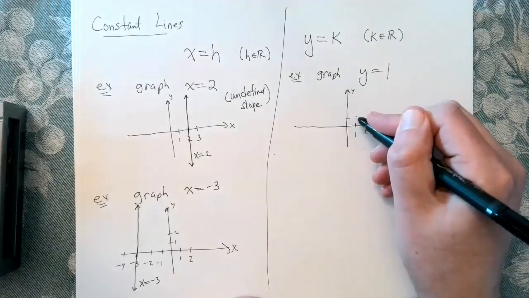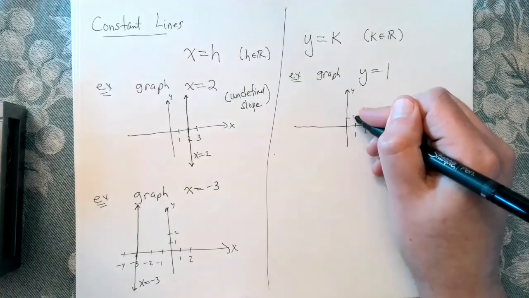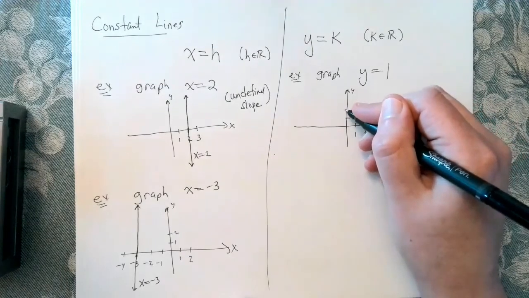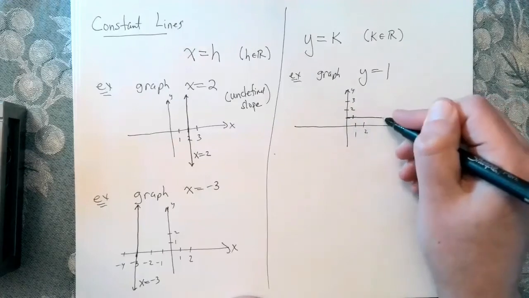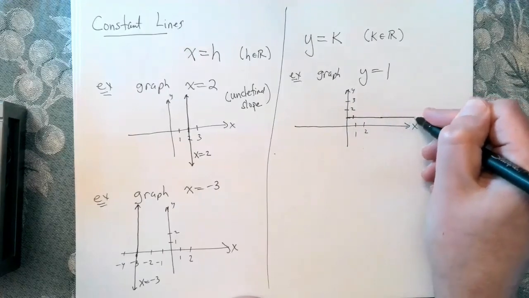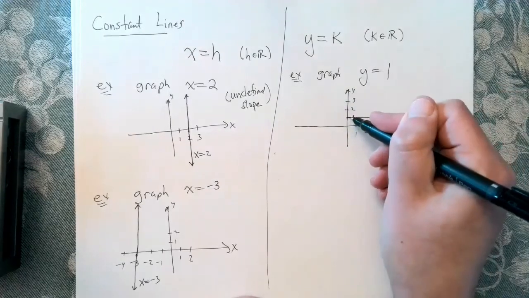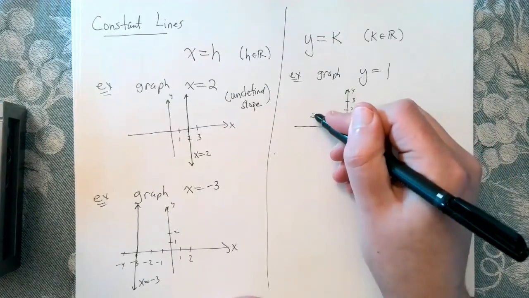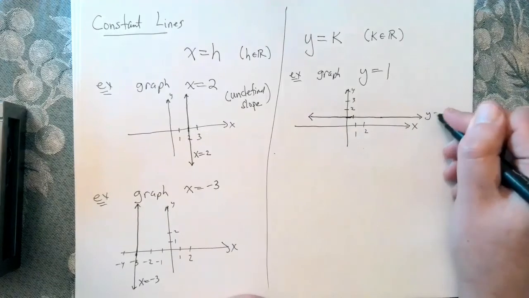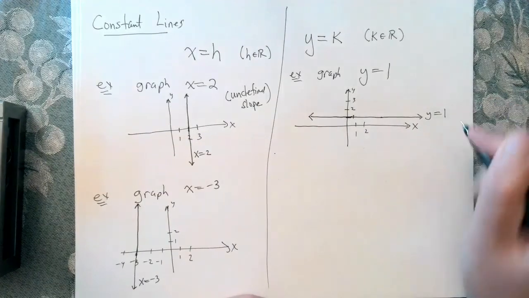So this line should be parallel to the x-axis and perpendicular to the y-axis. So y equals 1. It's the line where all the y values are 1, and again, it goes through all the x values. x is free or takes on all real numbers. Notice that the slope is 0.